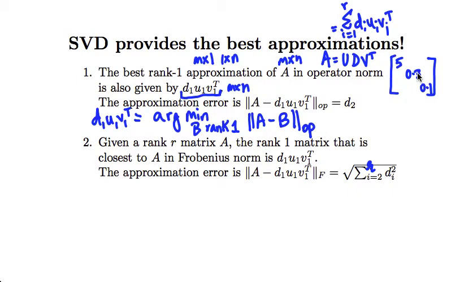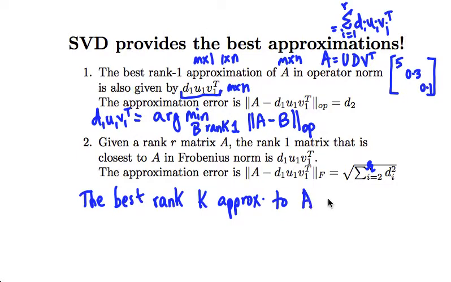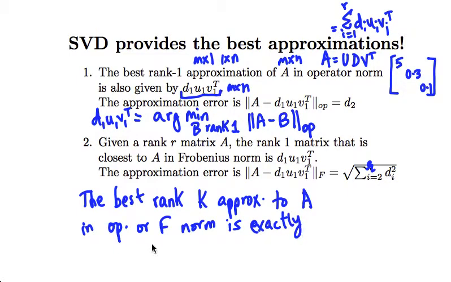Of course, there's no reason that I should only be looking for rank 1 approximations, but as I said in the other case, and I'll say it again over here, the best rank K approximation to A in the operator or Frobenius norm is exactly given by the first K terms of the SVD. And this is true for all K from 1 till R.